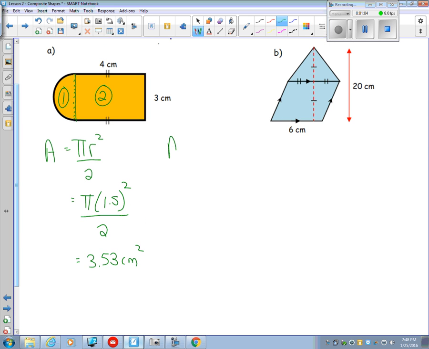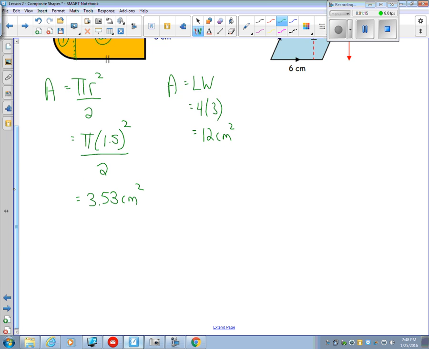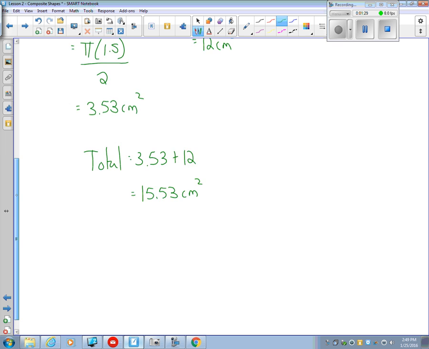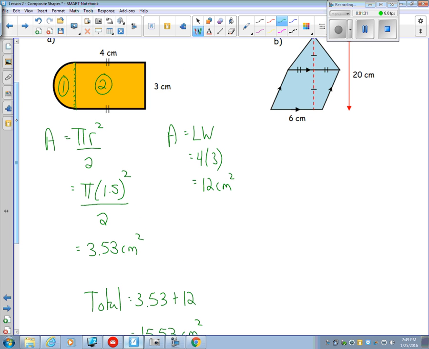My second shape is a little bit simpler. It's a rectangle, length and width. We know it's 4 by 3, so that's 12. If I want to know the total area of this entire shape, I can take my first shape, the half circle, and my second shape, the rectangle, and add them together, and I know the total area will be 15.53 centimeters squared. I was able to recognize smaller shapes in this overall bigger shape.